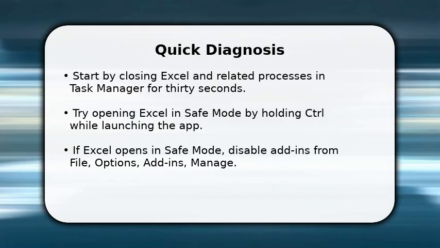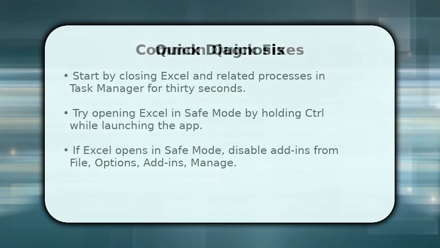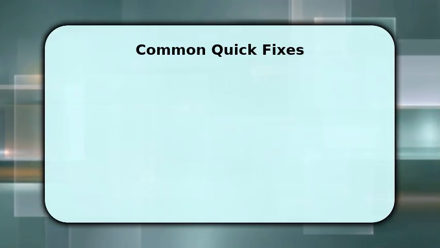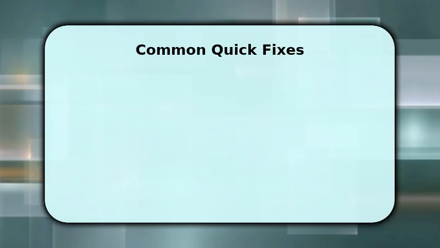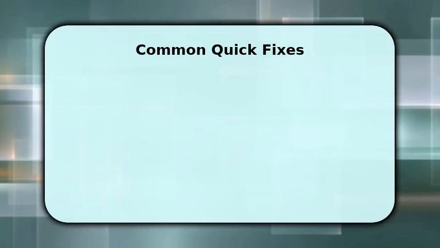Repair Office quickly by going to Settings, Apps, Microsoft Office, Modify, then Quick Repair. If Quick Repair fails, choose Online Repair, which reinstalls core files and can take 10 minutes. Reset Excel file associations in Settings when double-clicking still does not open spreadsheets.